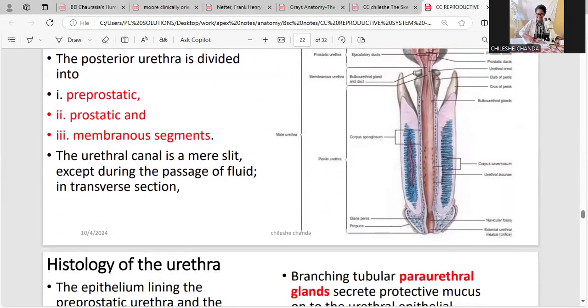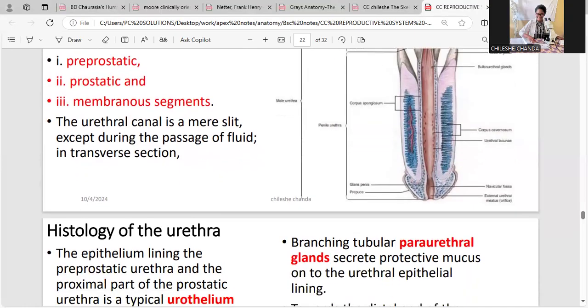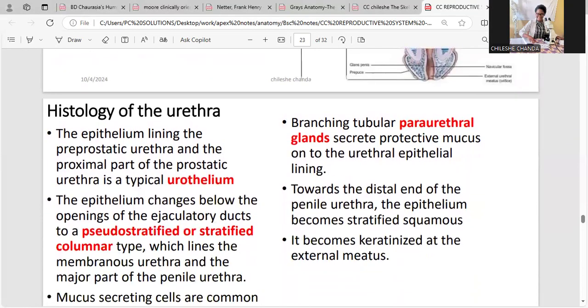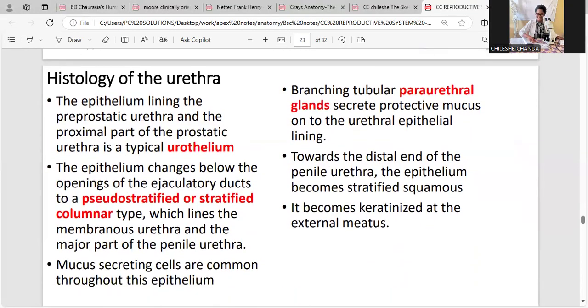So those are the parts of the urethra. We have the anterior urethra and the posterior urethra. The anterior urethra has two portions, the bulbar and the penile portions. And then we have the posterior urethra, which has the preprostatic, the prostatic, and the membranous segments. Those are the parts of the male urethra.